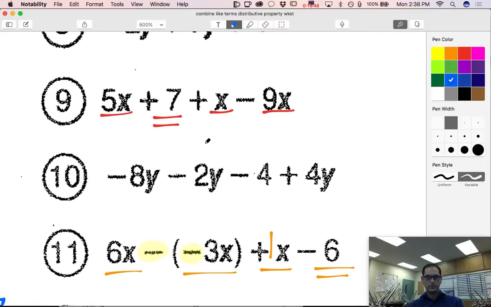Okay, so we have 5x plus x. Let's put a 1 right here. What's 5 plus 1? 6. What are we talking about? X. Oh, and there's still this one though.